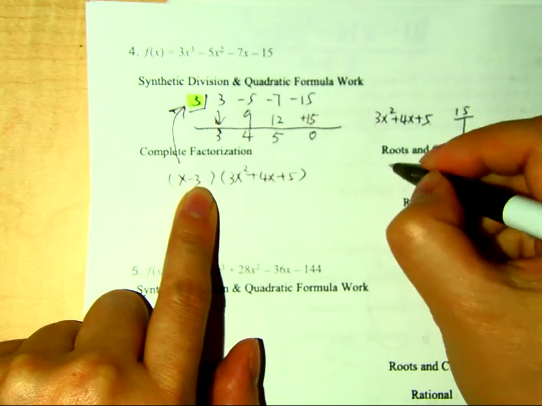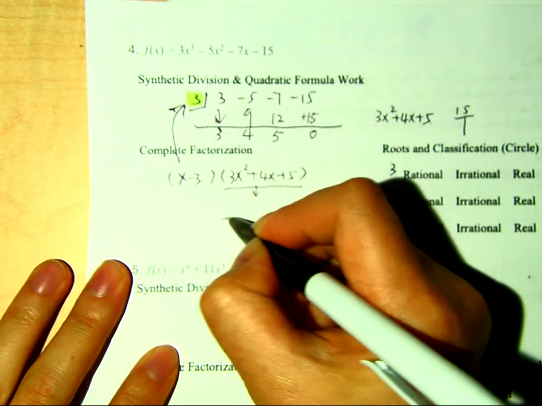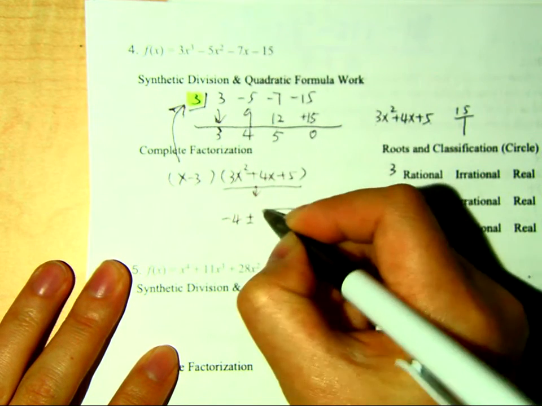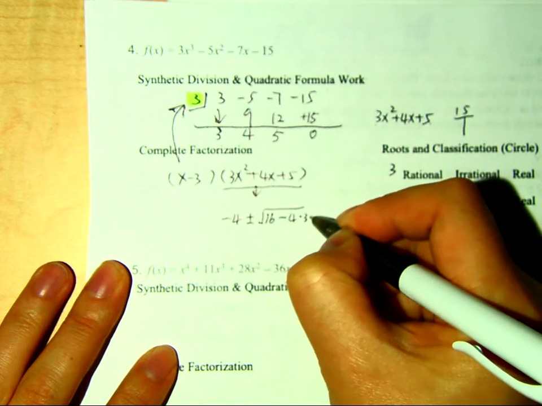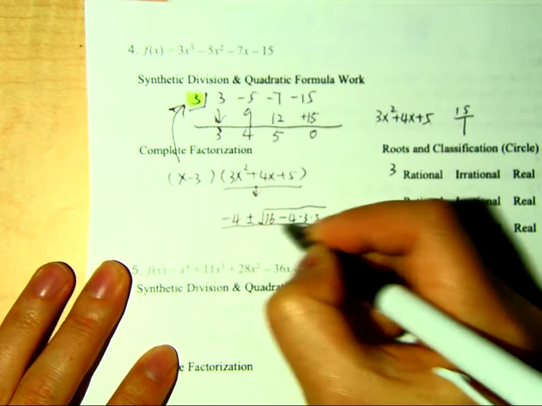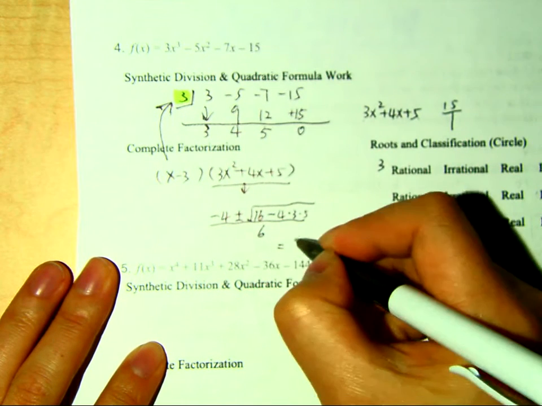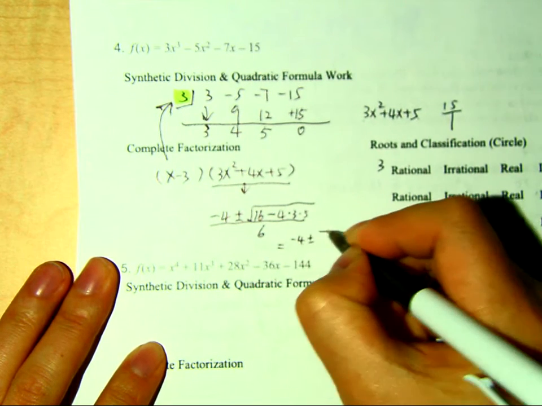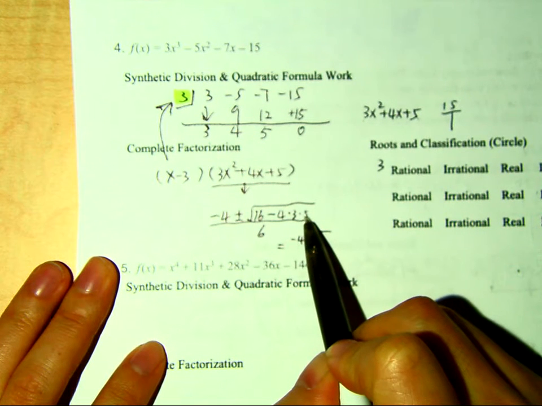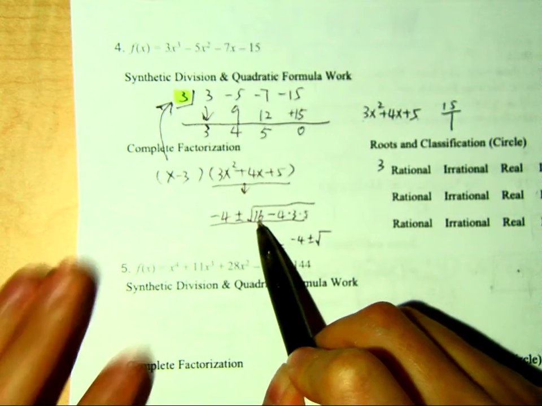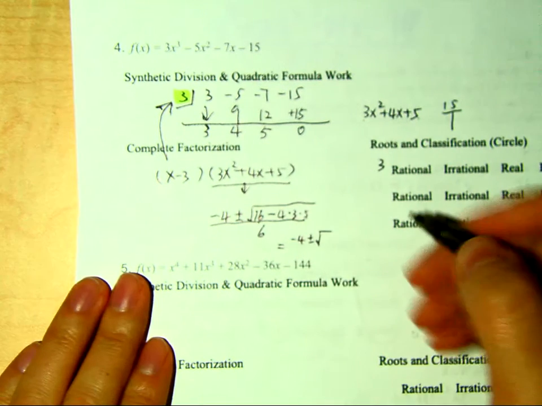From this one will be 3. From this one, quadratic formula. So negative b plus or minus the square root of b squared minus 4ac over 6 because 2a. And simplify this. So negative 4 plus or minus 4 times 3 times 5. It's a 60. 16 minus 60. It's a negative number.